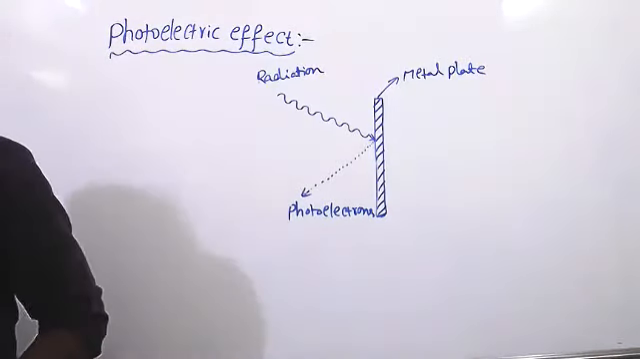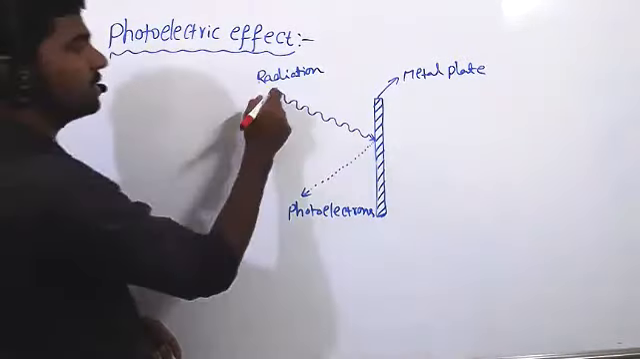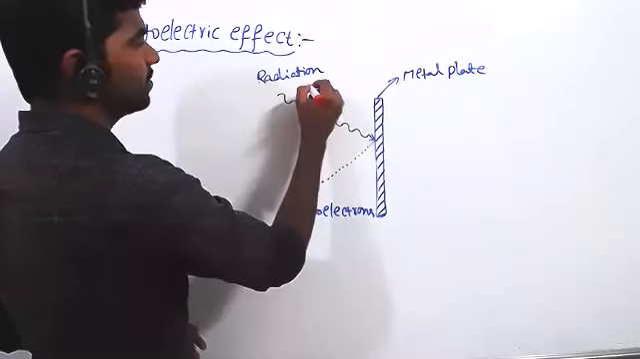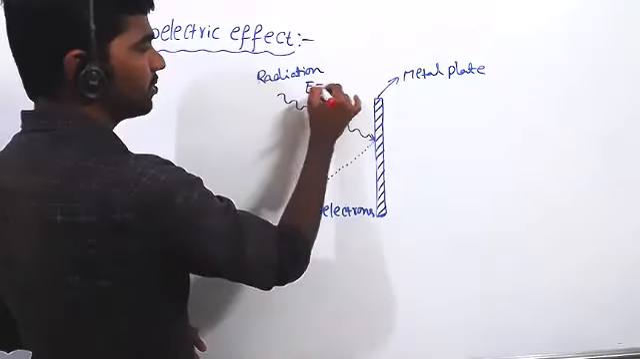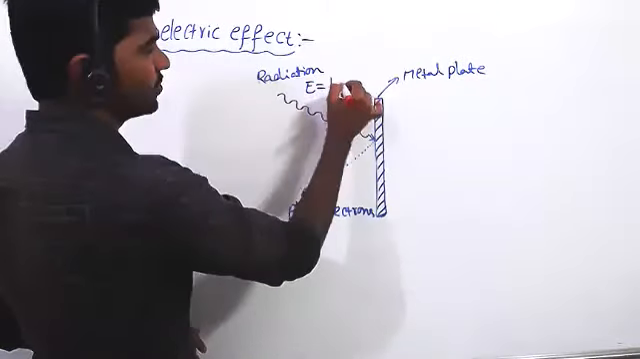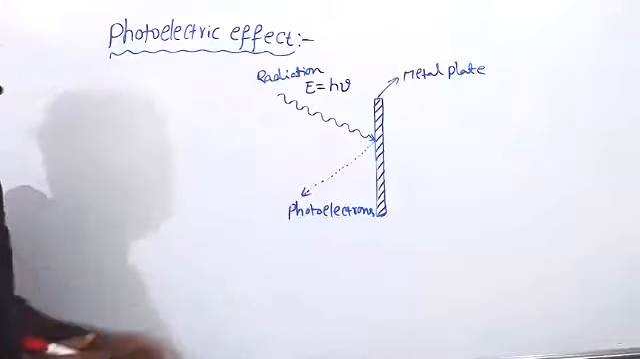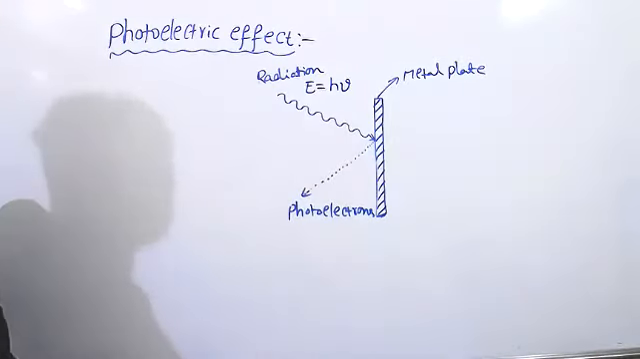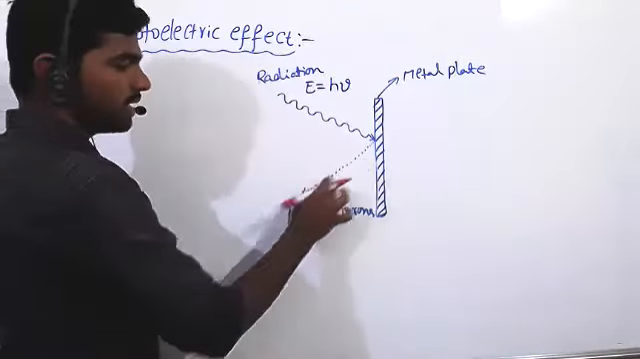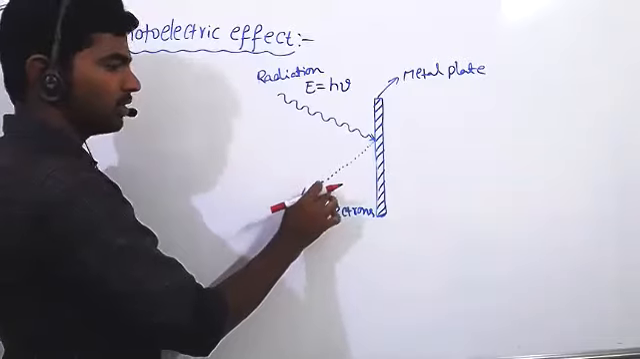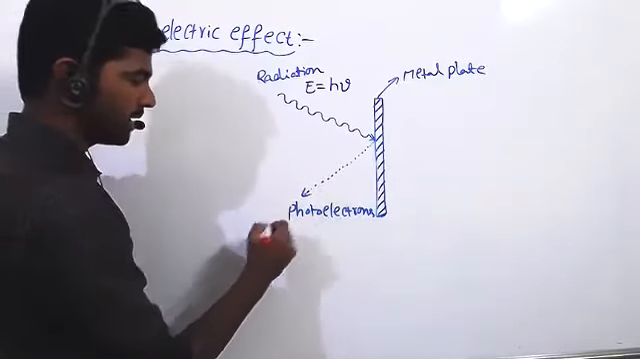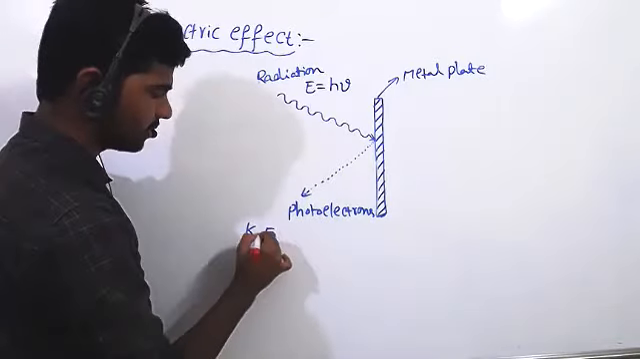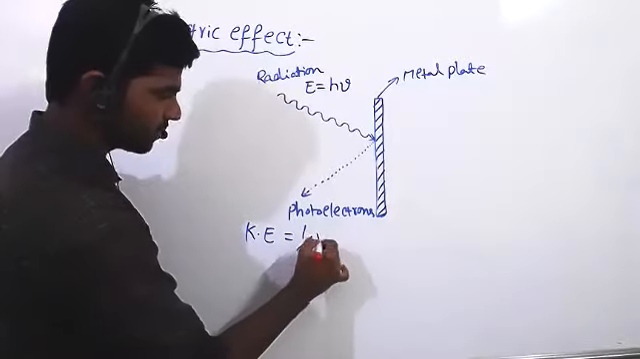Okay. Now, this radiation has some energy, that we can say E is equal to h nu. I am writing the energy it has, that is E is equal to h nu. And these electrons are moving with some velocity, so no doubt they have some kinetic energy also. These electrons have kinetic energy, half m v square.